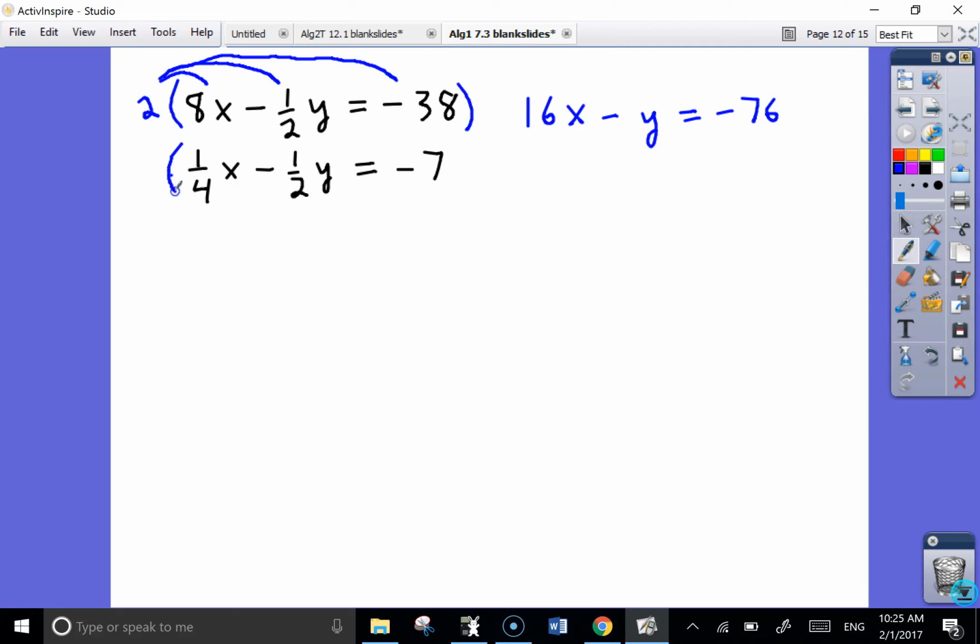Okay, the second one, there's actually 2 denominators. So I should multiply by the least common denominator of those 2. Right? So least common denominator means what's the smallest number that both 4 and 2 divide evenly into? And the answer is 4. Again, distribute. The first term will give me x. The second term, 4 times negative 1/2, is going to give you minus 2.